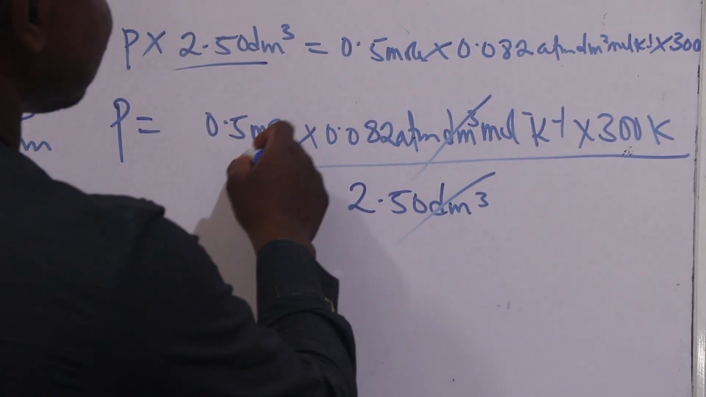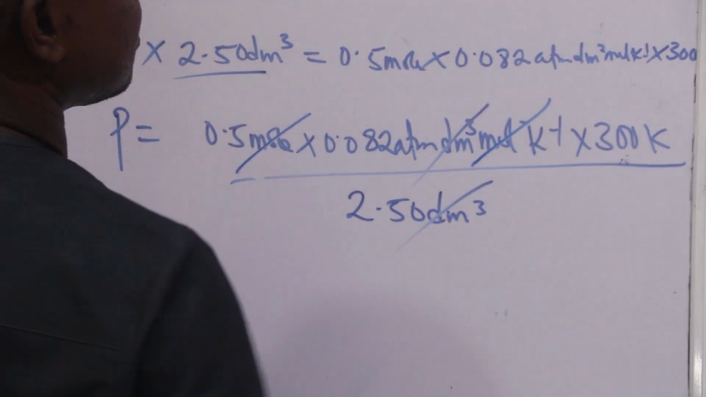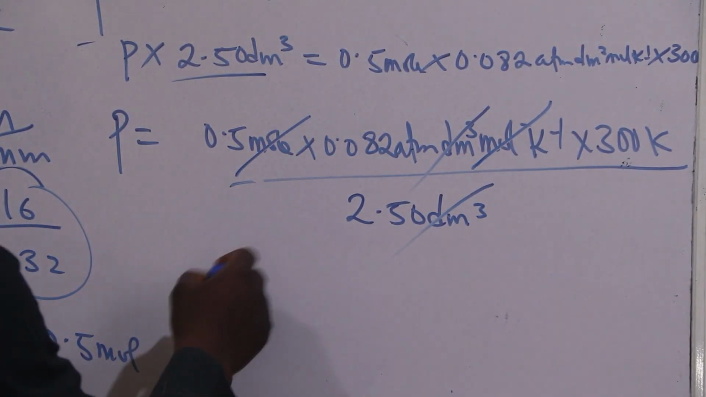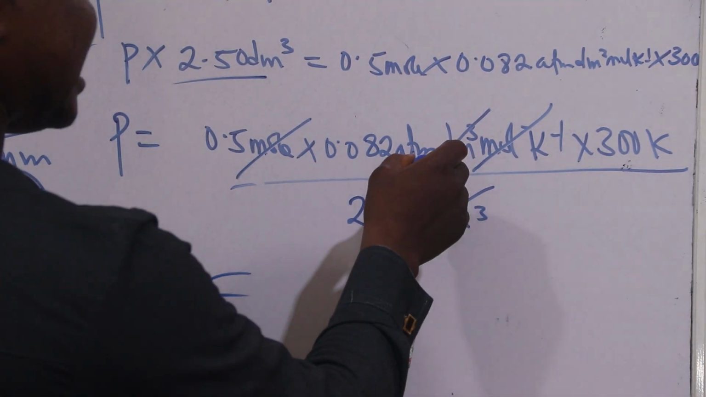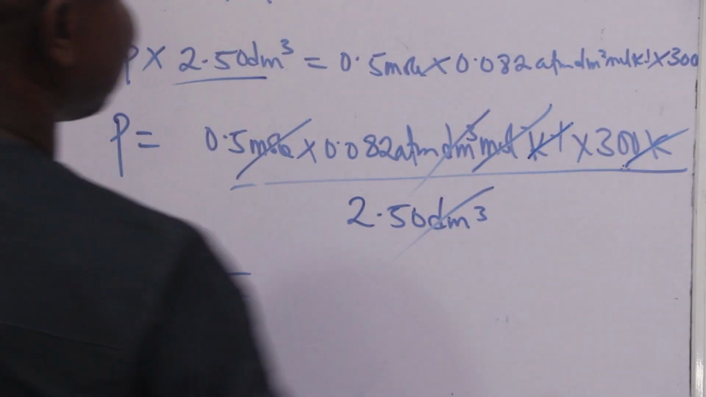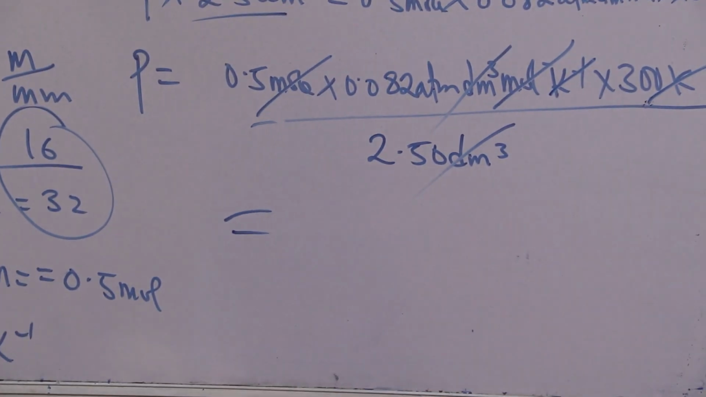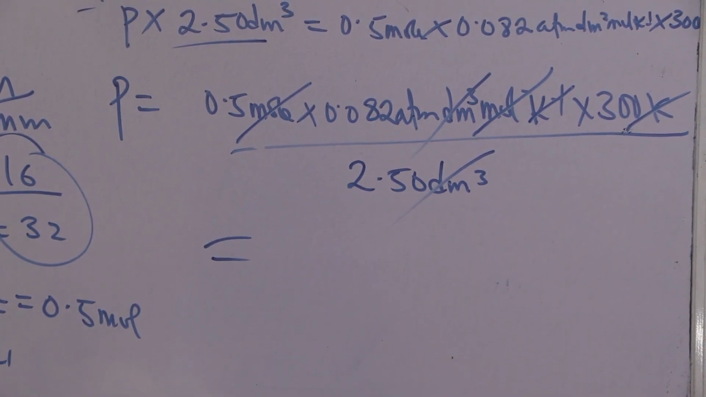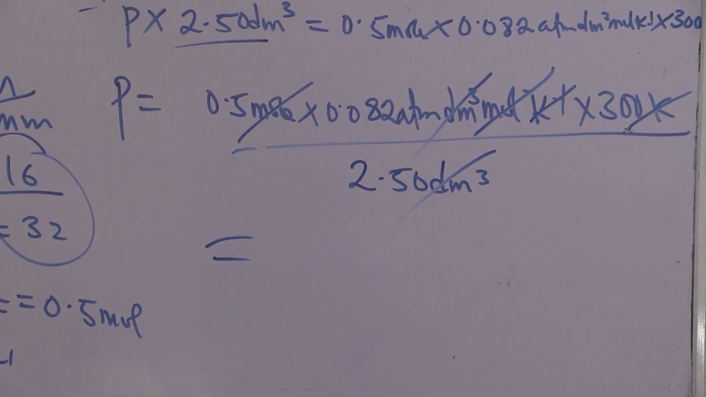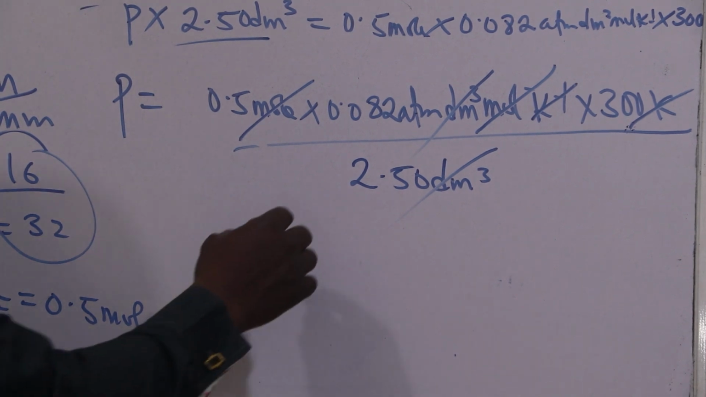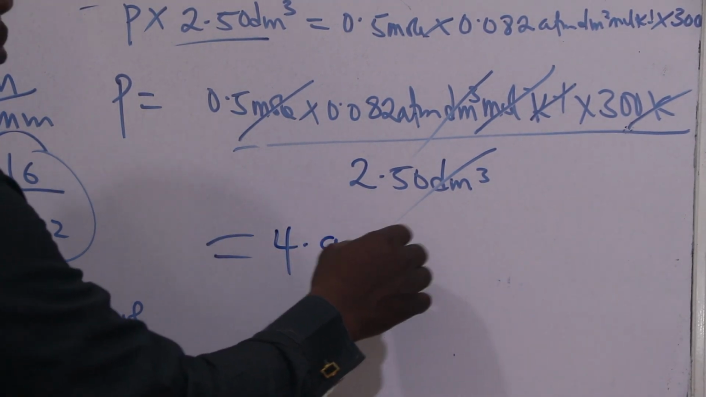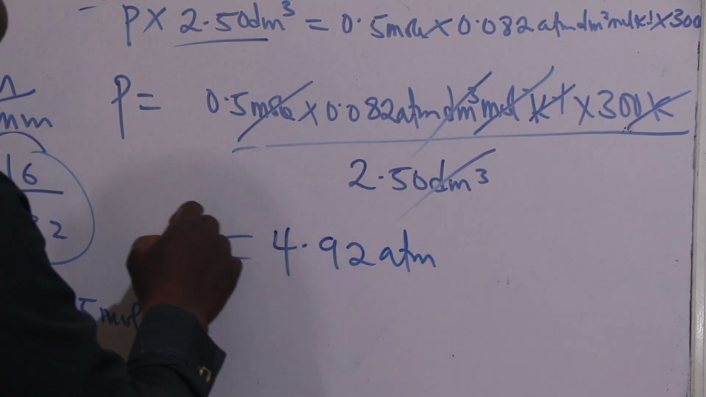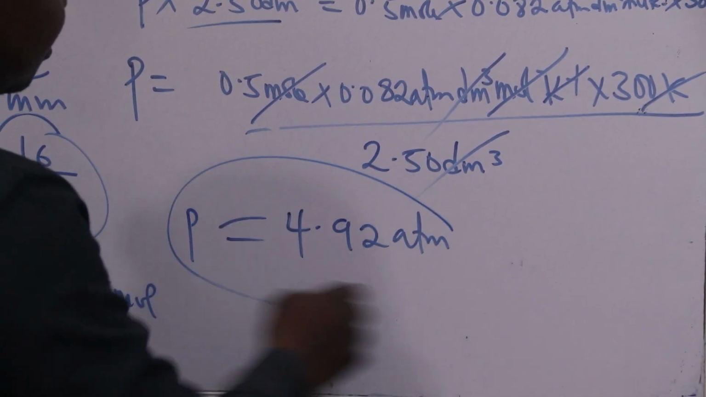So let's do our units. This cancels out, this cancels out. So our final answer must carry what? atm. Now let me give you a little time to calculate that. In calculating that, we're going to have something like 4.92 atm. Did you get the same thing? 4.92 atm. That's P. Remember.